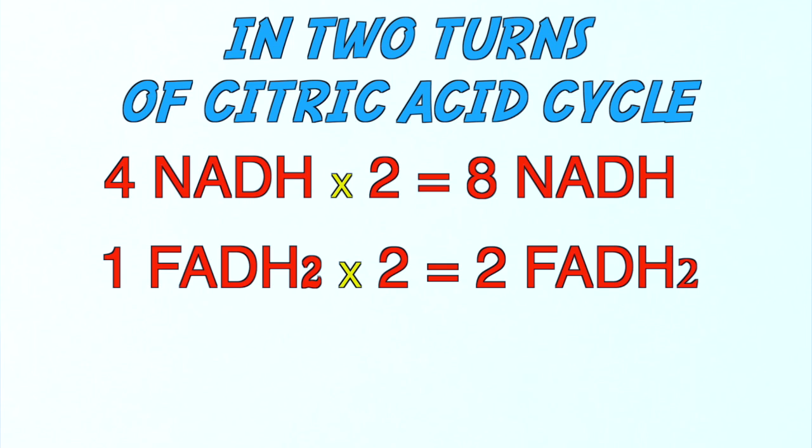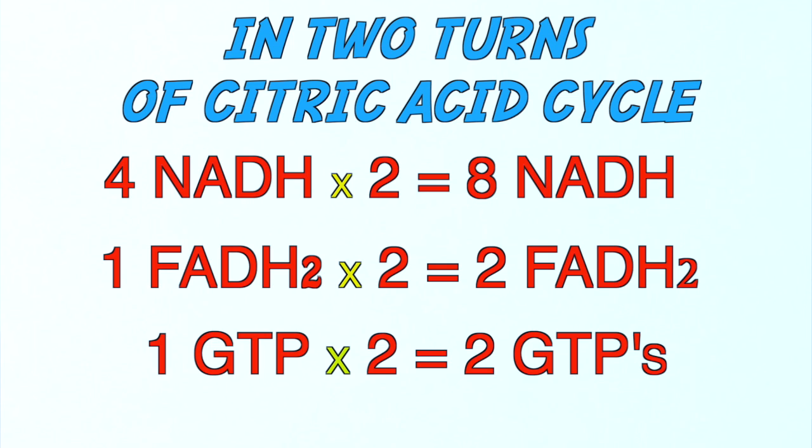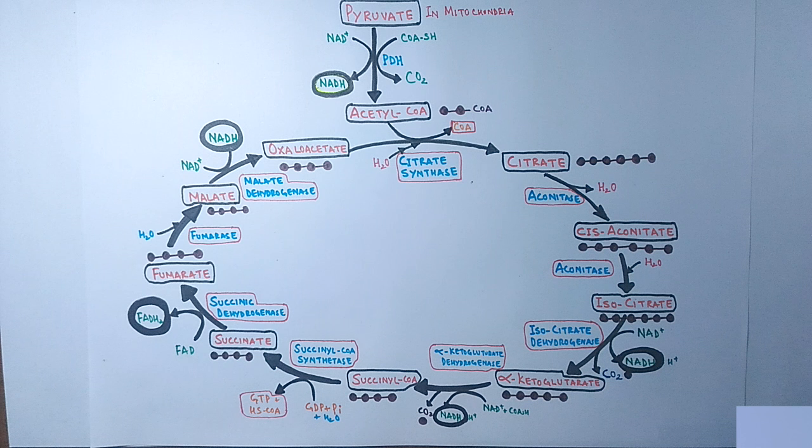And also it must be noted that we also get 2 GTPs from the citric acid cycle when it runs 2 times, since we get 1 GTP molecule from one cycle. So this is how many electron carriers we get from citric acid cycle, and these electron carriers will deliver these high energy electrons into the electron transport chain for the generation of ATPs through chemiosmosis. So this is all about citric acid cycle, or Krebs cycle.